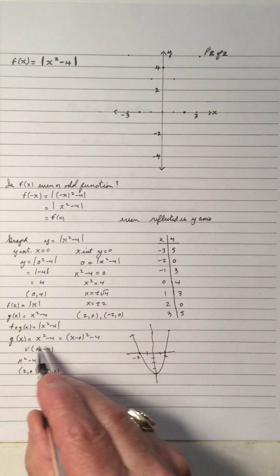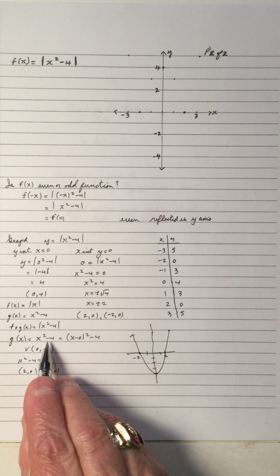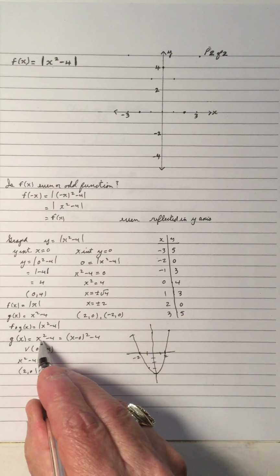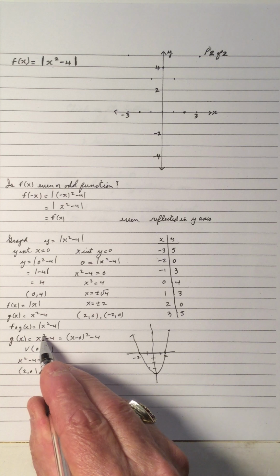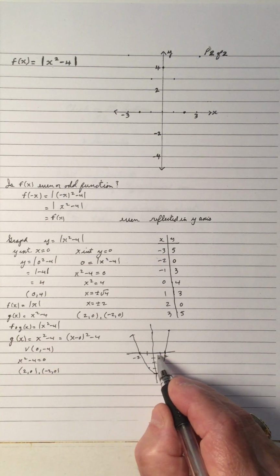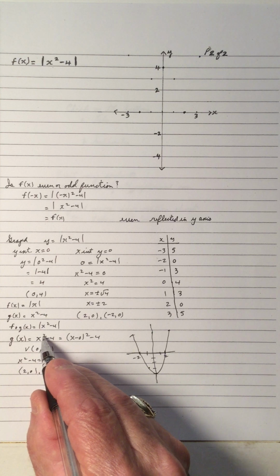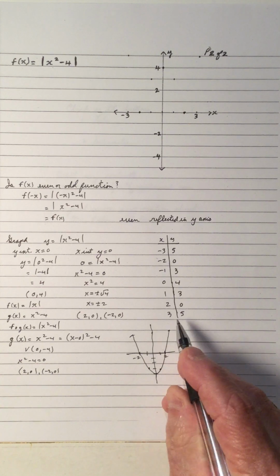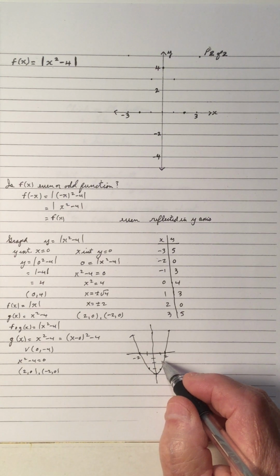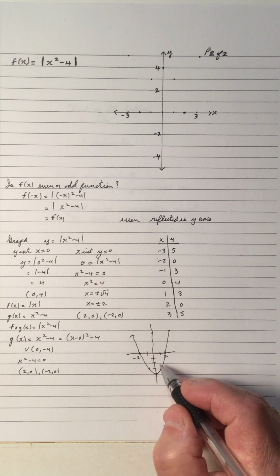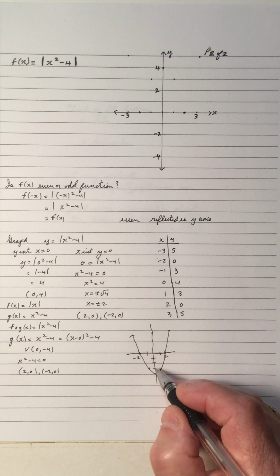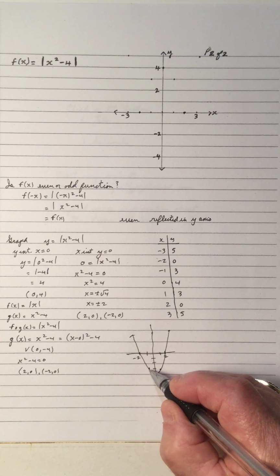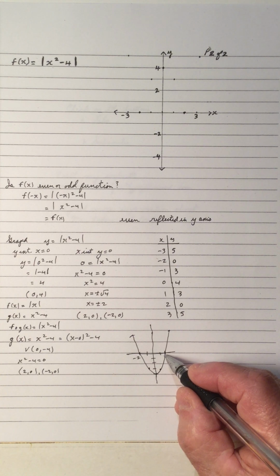If you put 1 into this equation, you get negative 3. If you put negative 1 in this equation, negative 1 squared is 1, and 1 minus 4 is negative 3. So this is the parabola, but we have to do the absolute value on this parabola. What happens when you do the absolute value? All these values down here are negative, so they have to become positive.